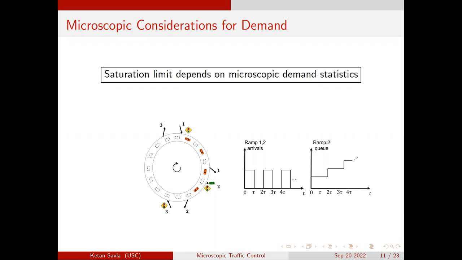And in this case, what you will see is the same example as before, where ramp 2 is short and it will not be able to release any vehicle into an empty slot because it needs two empty slots, and therefore the queue size in ramp 2 will keep increasing.